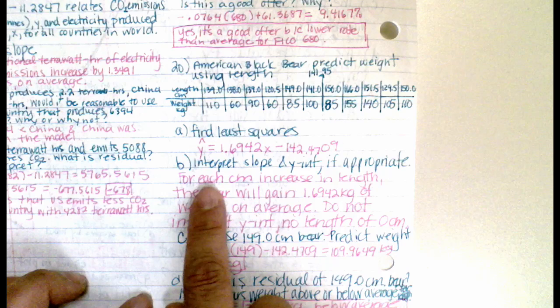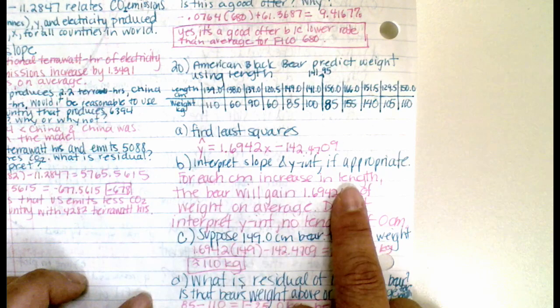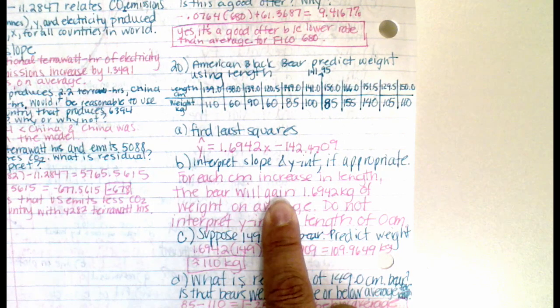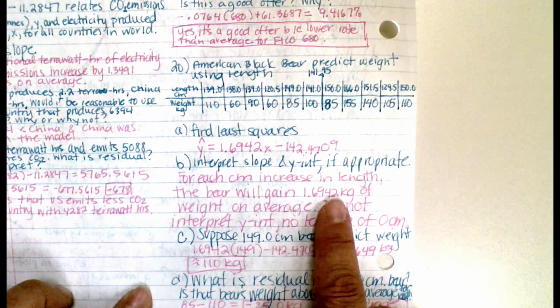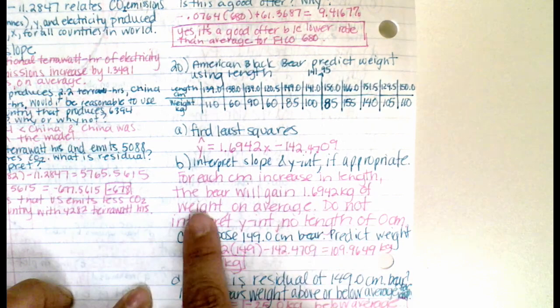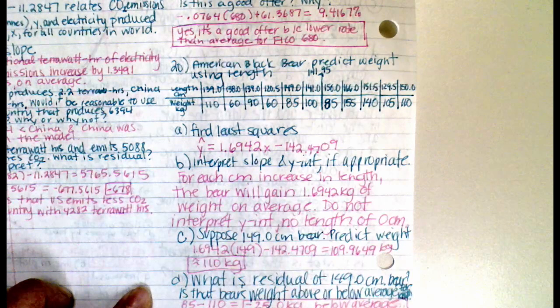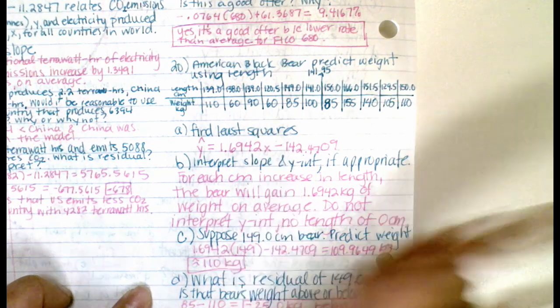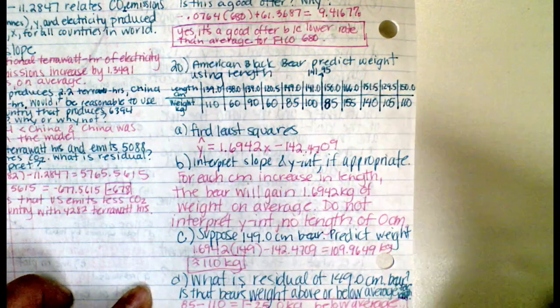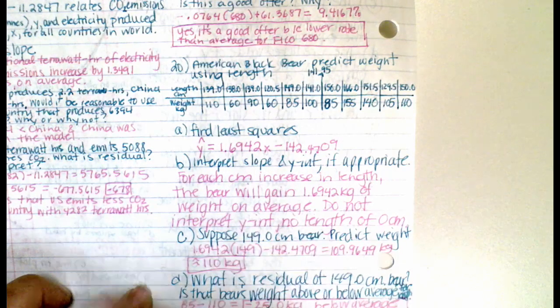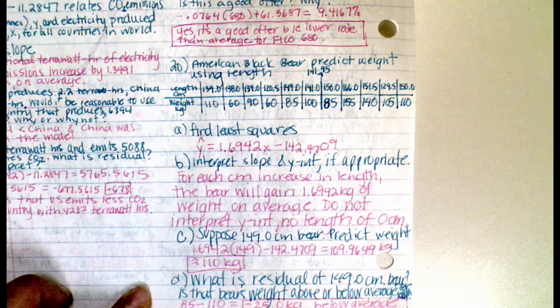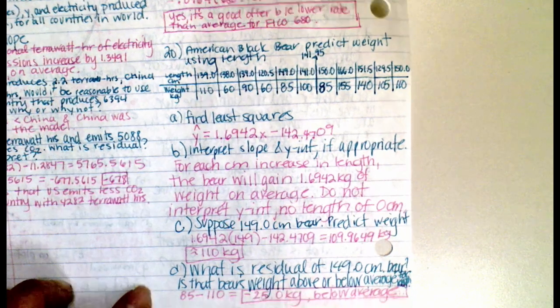So I said for each centimeter increase in length, because that's my X, the bear will gain, so that's increasing, 1.6942 kilograms of weight on average. The y-intercept is negative, so that doesn't make sense in the scope of the model. You can't have a bear that has a negative weight. So we do not interpret the y-intercept because we don't have lengths of 0 centimeters, and we definitely don't have negative lengths, or negative weights, sorry.